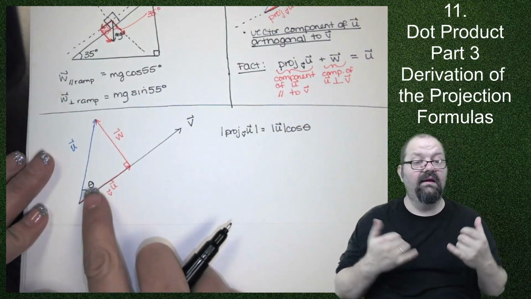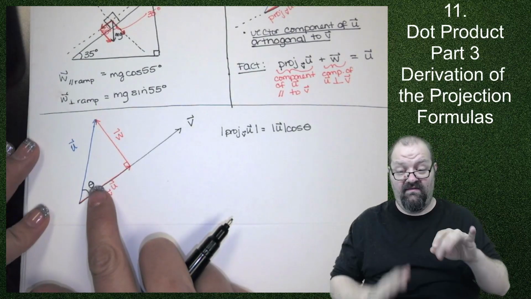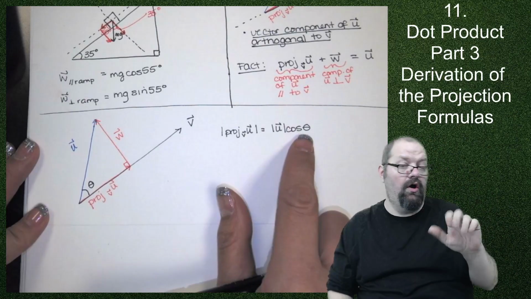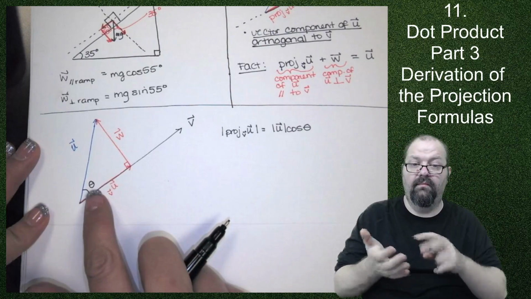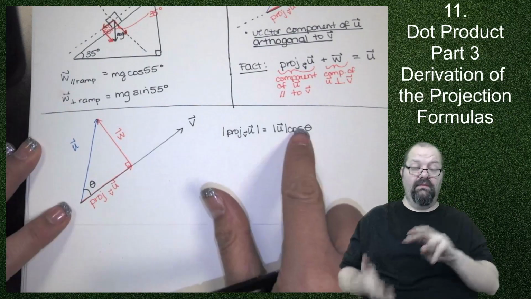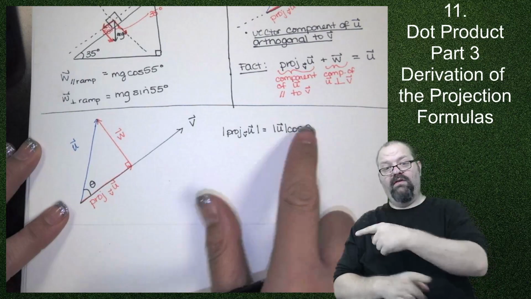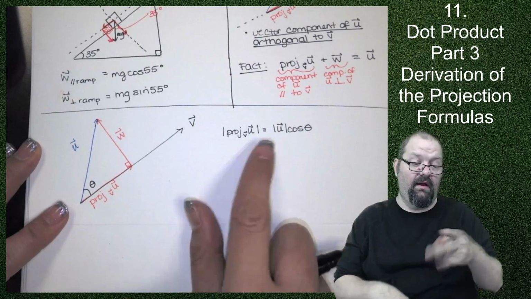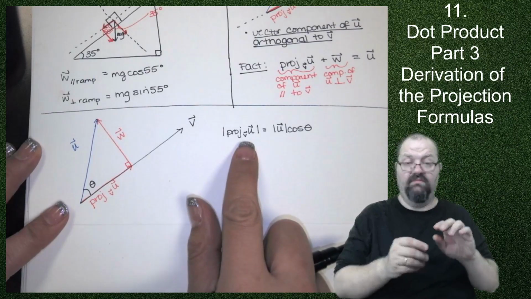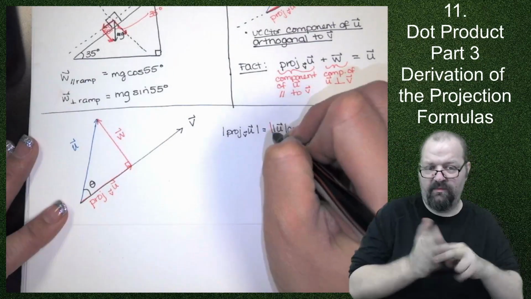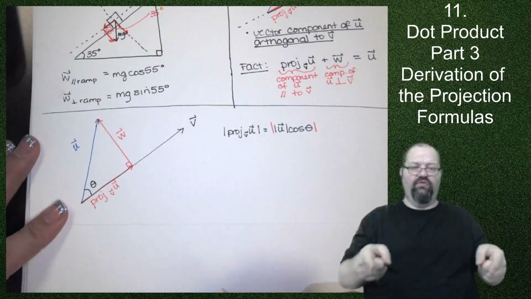Now, if theta happens to be acute, we're good, because cosine of theta is positive in that case. But if theta happens to be obtuse, so that u is actually over here, this might be a negative number. And the length of this projection vector can't be negative. The length is either 0 or it's positive. So we need to put some absolute value bars around this.